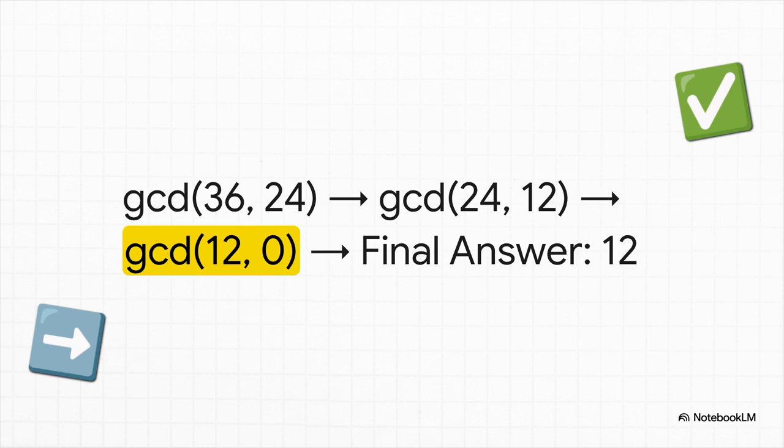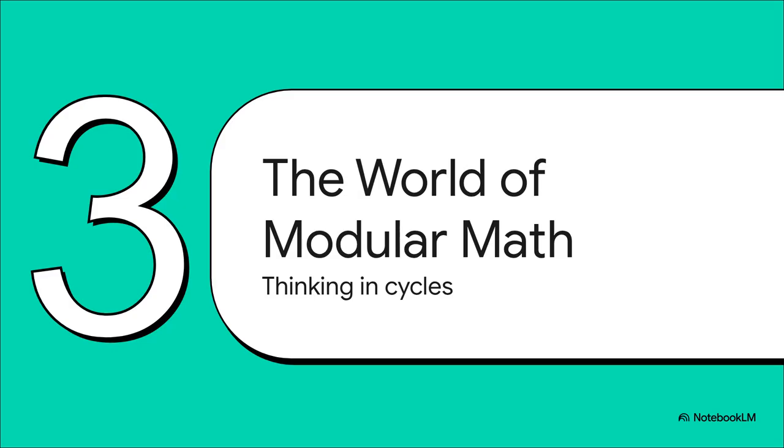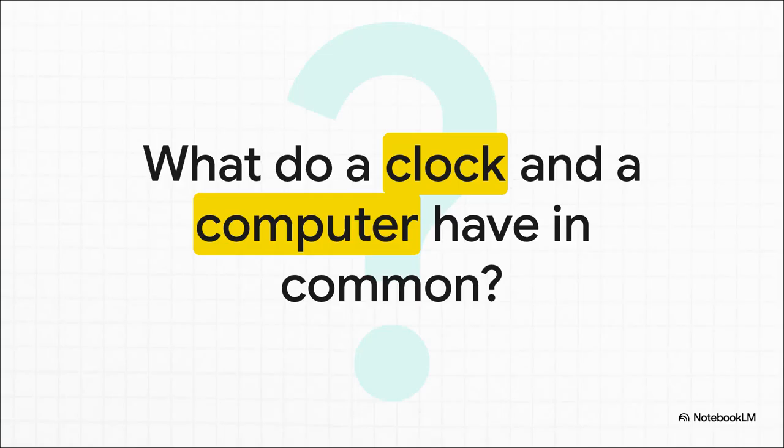See? Incredibly fast. All right, let's totally shift gears and dive into a different way of looking at numbers, modular arithmetic. This is all about remainders and cycles. It might sound a bit weird at first, but it has applications literally everywhere, from modern cryptography to computer science. So, to really get a feel for this, let me ask you a question.